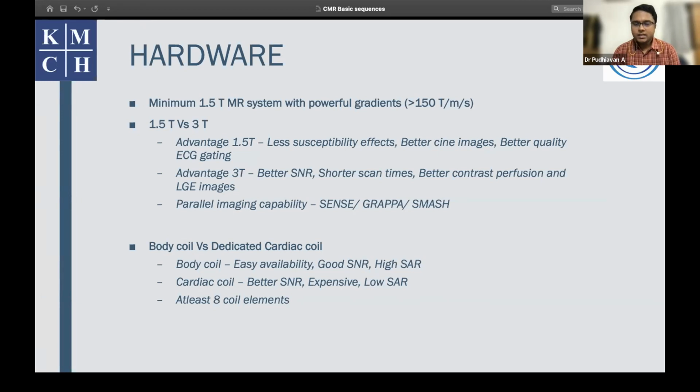However, a dedicated cardiac surface coil will be expensive. So most of the centers still are capable of doing good quality scans with a body coil. And whatever coil you have, it should have at least 8 coil elements or 8 channels for it to enable parallel imaging.